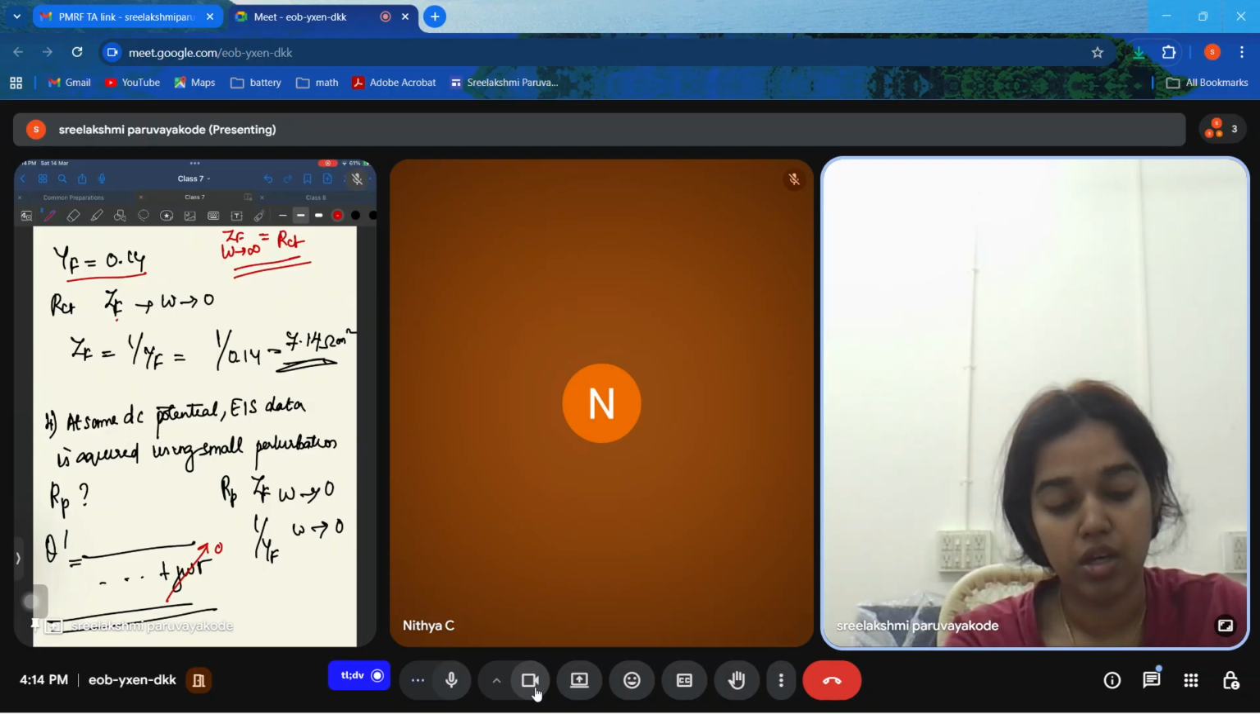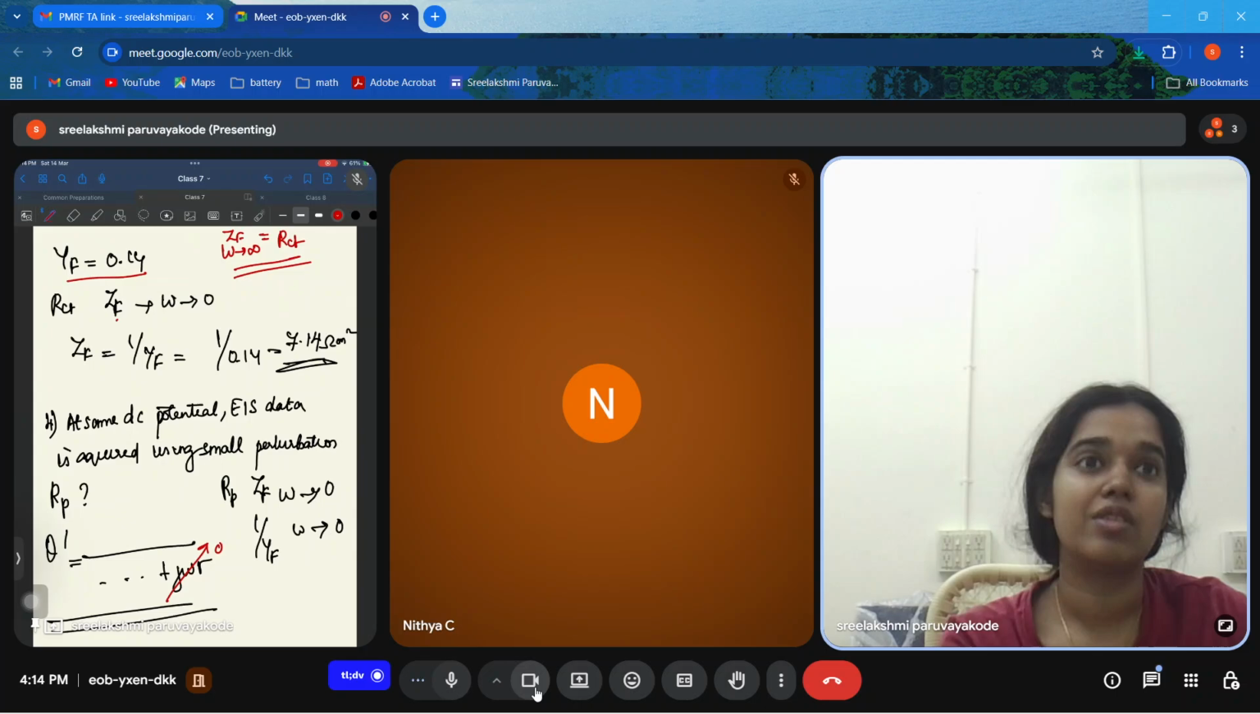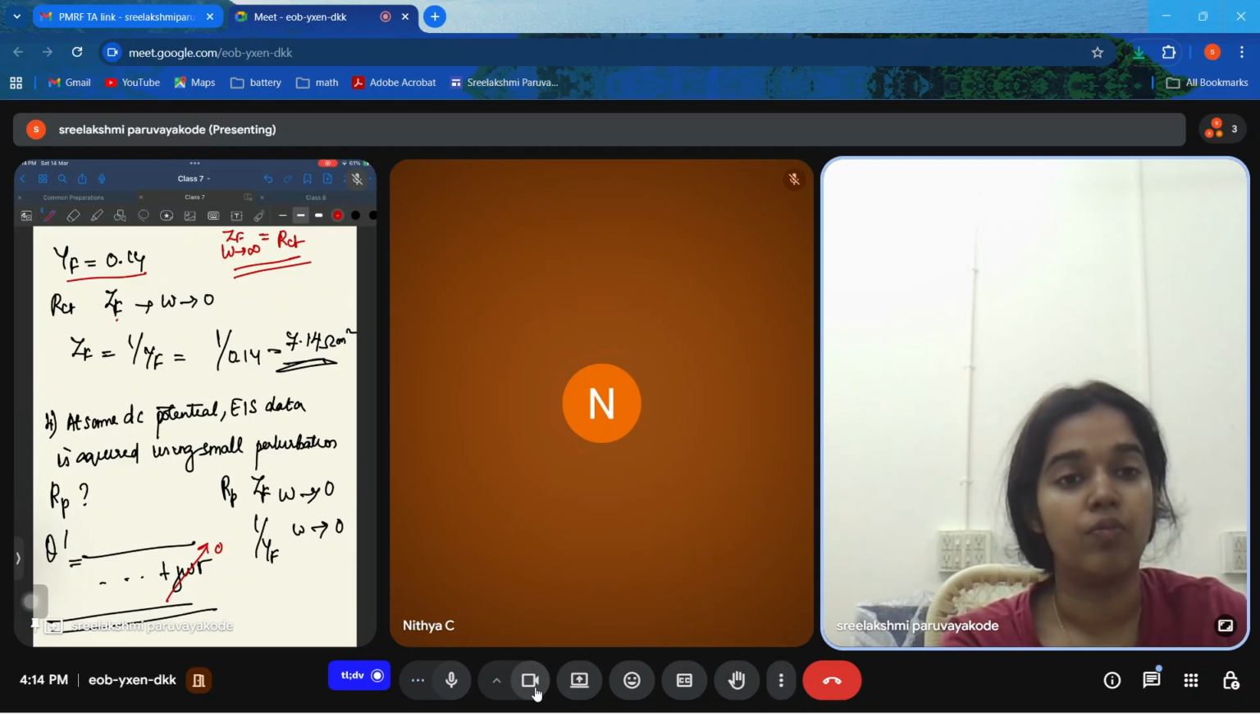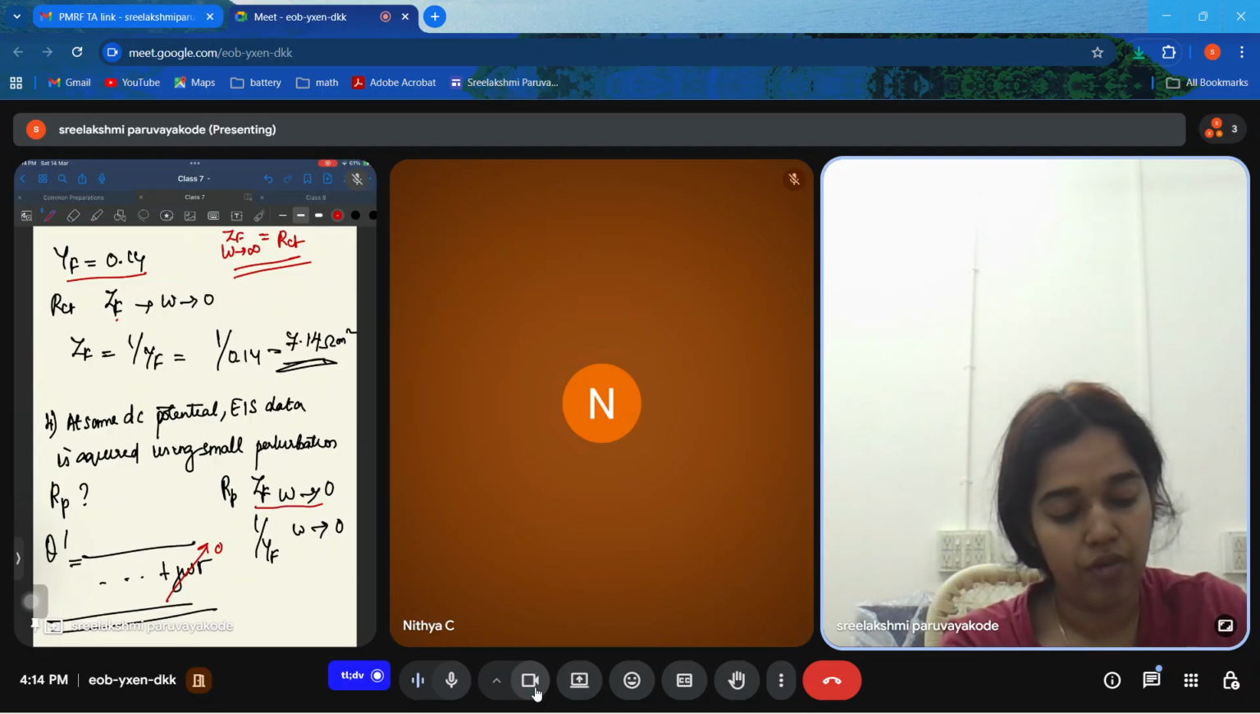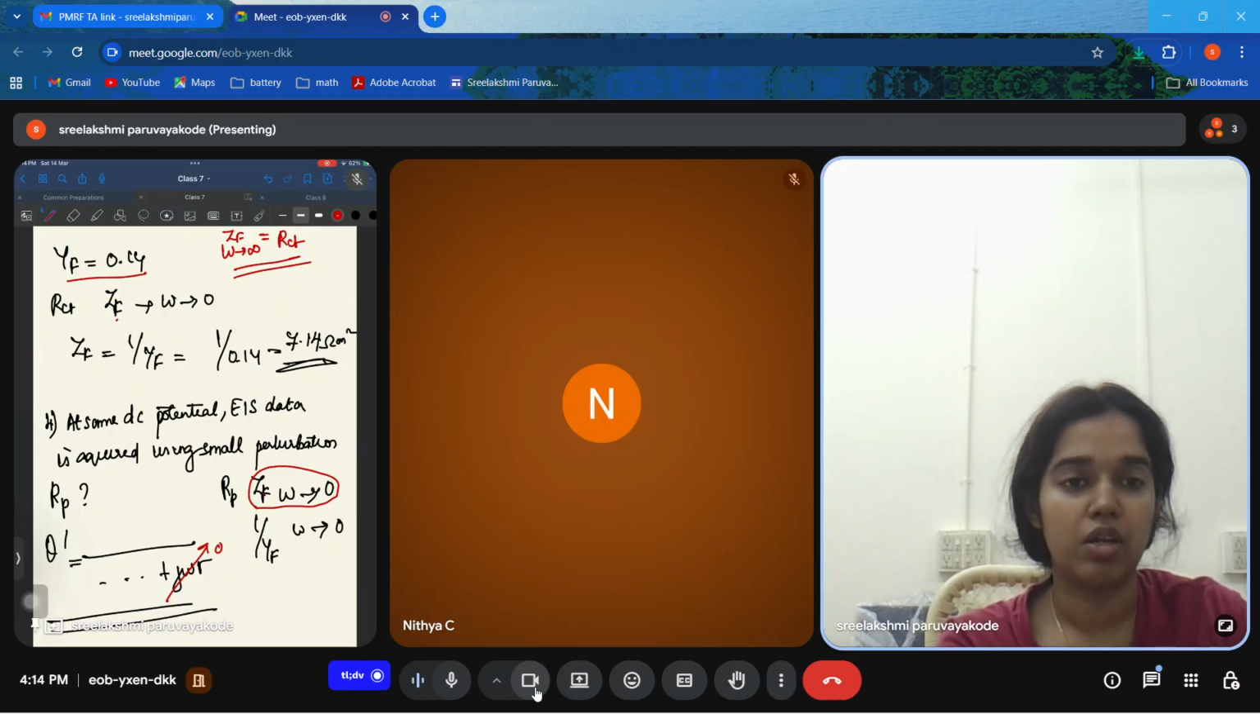Now the same question at the same DC potential. It's question number 4. At the same DC potential, EIS data is acquired using a small perturbation, and you're supposed to find out the polarization resistance. So how do you find the RP value? RP value is the Faraday impedance when omega tends to 0. So you need omega tends to 0 to find ZF, and ZF is nothing but 1 by YF. So 1 by YF when omega tends to 0. So go to the YF equation and set omega tends to 0.